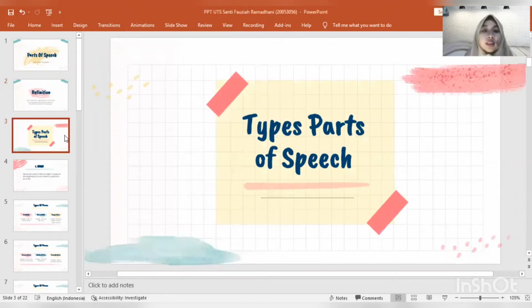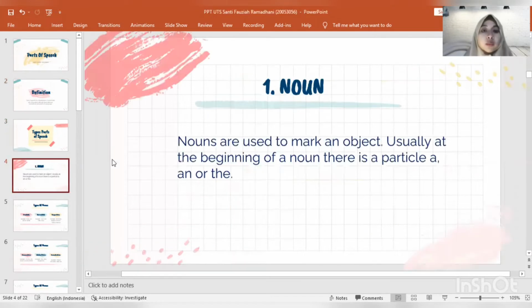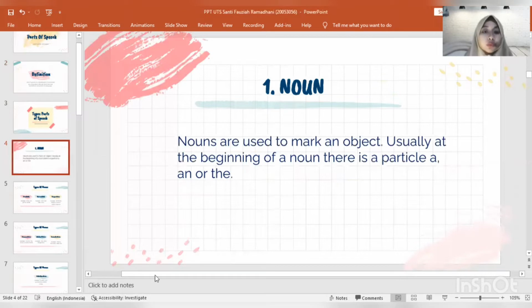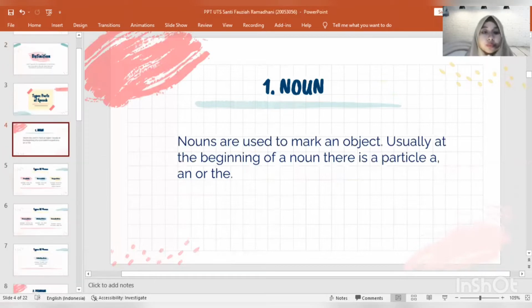The next is the types of part of speech. The first is noun. As the name implies, nouns are used to name people and objects. Usually at the beginning of a noun, there is a particle: a, an, or the.